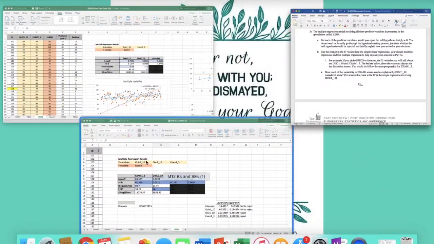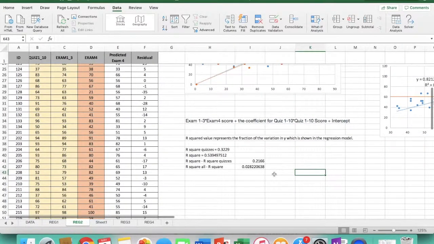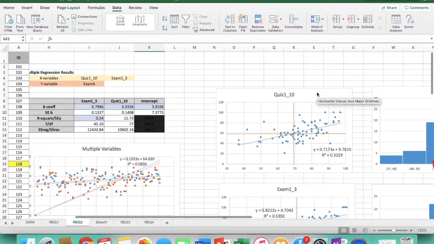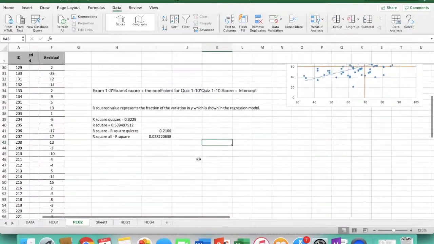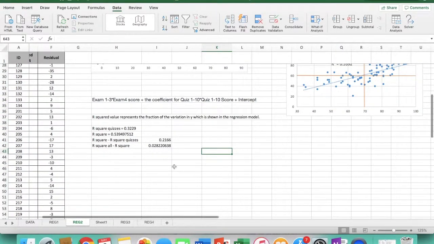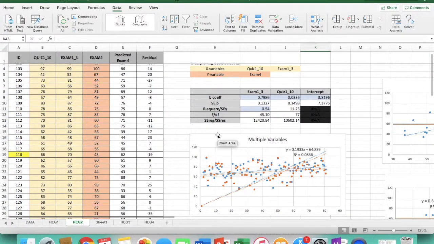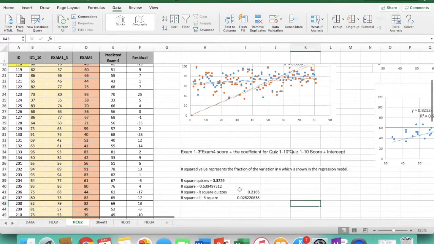And then looking at the multiple coefficient area, we already looked at those, but we're also going to look at the change in R-squared values. We're going to go to this other thing that I actually used last time. So the R-squared of the quizzes, which is just this single graph, which I just talked about, is found to be 0.3229. Then the R-squared of the quizzes and the exams 1 through 3 was 0.54. Then those two numbers subtracted from each other give 0.2166.